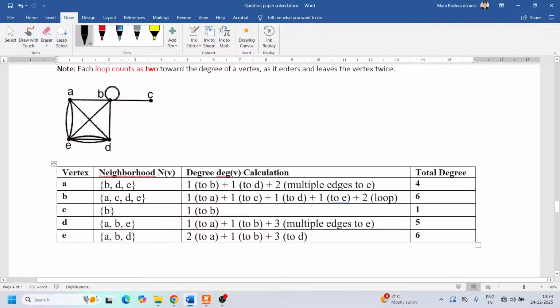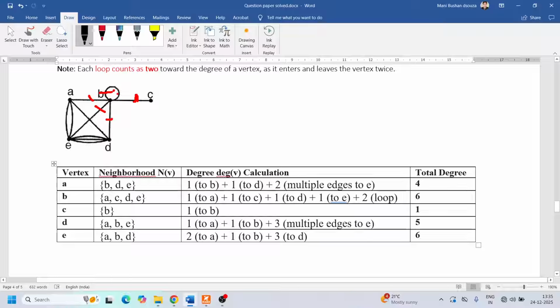Now let us look at B here. So vertex B, what is there in the neighborhood of this one? Directly connected edge, one is A, then other one is C, directly connected. D is also directly connected, E is also directly connected. So A, C, D, E are in the neighborhood of this one. What about the degree? This is 1, this is 2, this is 3, this is 4. Remember, loop is considered as 2, so you add them.